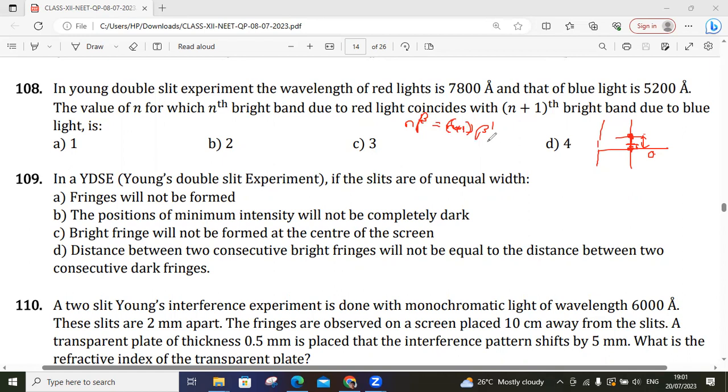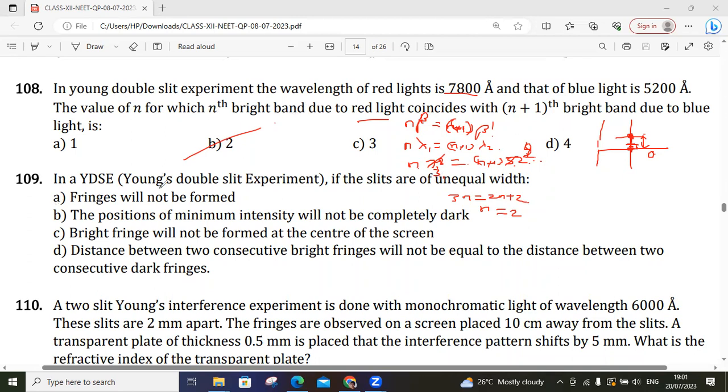And beta is lambda D by d, so it is the same setup. D by d will cancel, so only n lambda 1 is equal to n plus 1 into lambda 2 will remain. And so n into the red light wavelength, 7800, and that 0 will cancel. 5200, 0 will cancel. So 3n is equal to 2n plus 2. So n is equal to 2. So the answer is the second option. 108 is B. Okay.